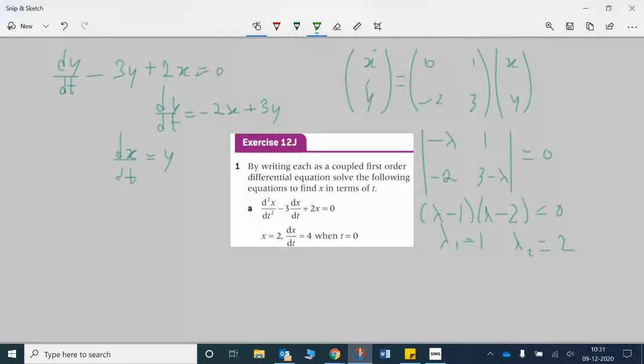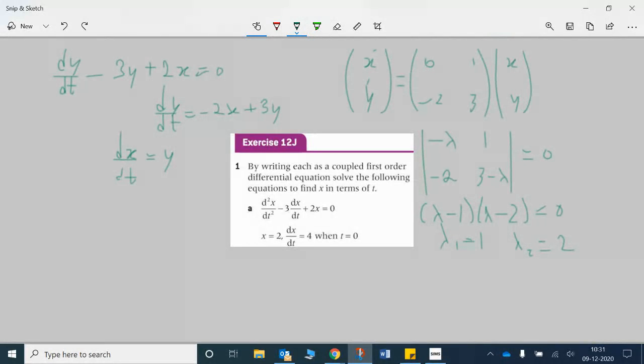Just to recap what we did there, we said this times this, take away this times this, is equal to 0. That's how we set the determinant equal to 0. I've skipped out the working out, which is then to multiply out the brackets, to simplify, and to factorize again. And when we factorize again, we get this, and that gives us our two eigenvalues. Lambda 1 is equal to 1, and lambda 2 is equal to 2.